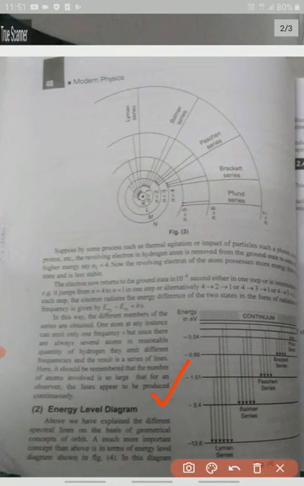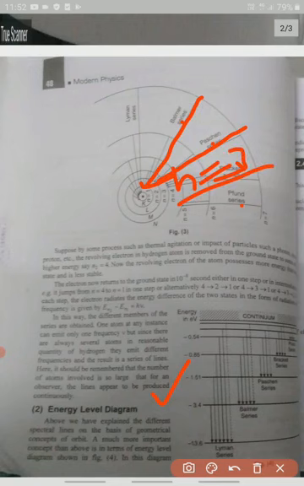Another point: these are the Lyman, Balmer, Paschen, Brackett and Pfund series. When electrons jump from higher energy levels to the second level, we call it the Balmer series. Paschen is when a higher energy level goes to the third level, n equal to 3. Brackett is higher energy levels to the fourth level, and Pfund is higher energy levels to the fifth level. In this way we get all these series. We should remember these series names: Lyman, Balmer, Paschen, Brackett and Pfund.